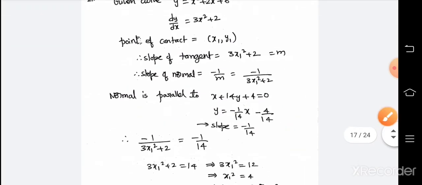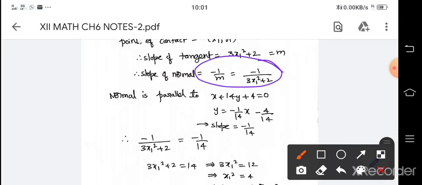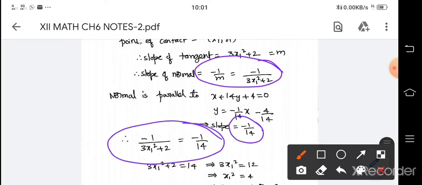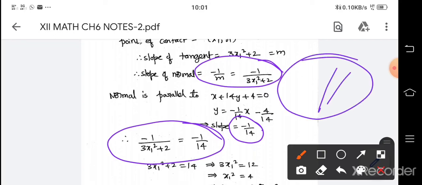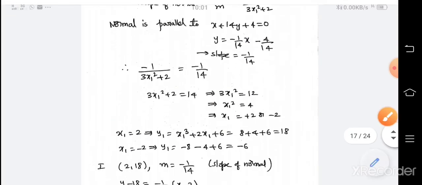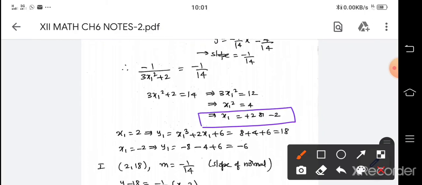See, the slope of the normal we got this one, and the slope of the given parallel line is this. So these two must be equal because they said normal is parallel to that line. So by equating those two and by solving, we get x1 square = 4. Look at it very carefully. Then we get x1 = +2 or -2.